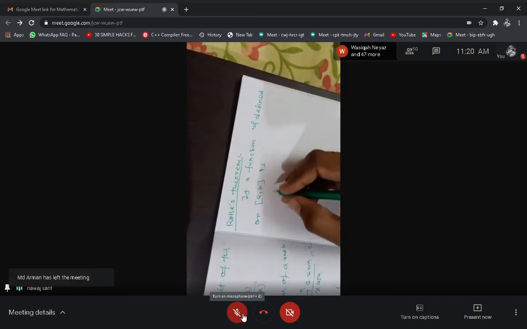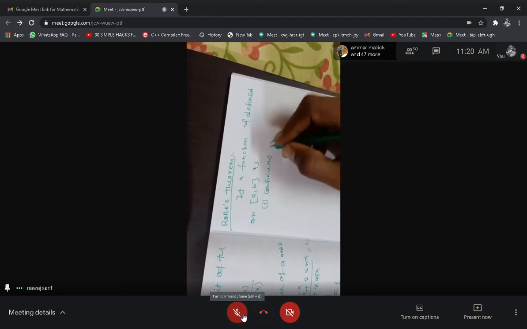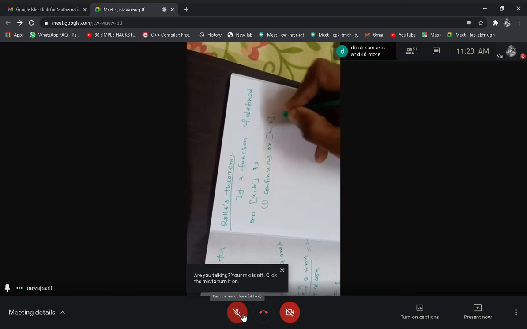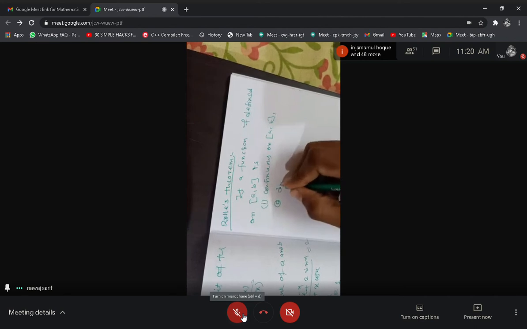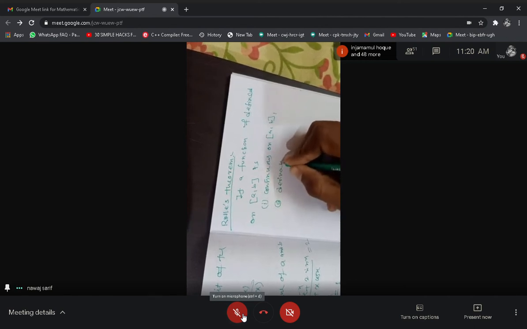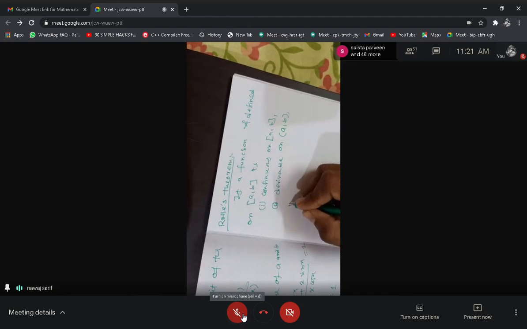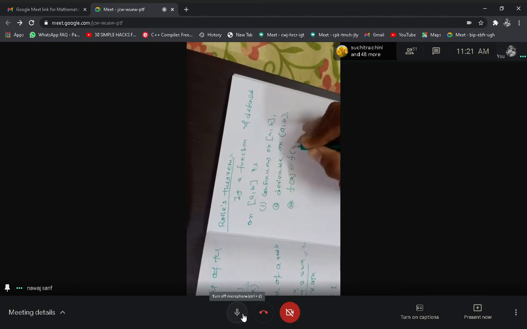And satisfying some conditions. Number 1, f is continuous on this interval [a, b], and differentiable on the open interval (a, b). And what is the third condition? The value of f at a is equal to f of b.